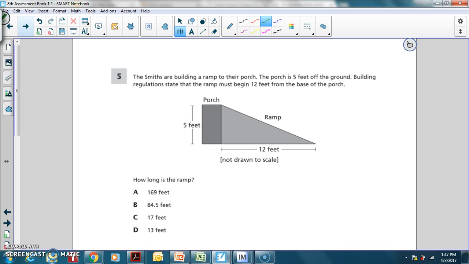The Smiths are building a ramp to their porch. The porch is 5 feet off the ground. Building regulations state that the ramp must begin 12 feet from the base of the porch. How long is the ramp? This is just a Pythagorean theorem question, and this side right here is going to be the same as this side, so it's 5 and 12. So 12 squared plus 5 squared equals c squared.